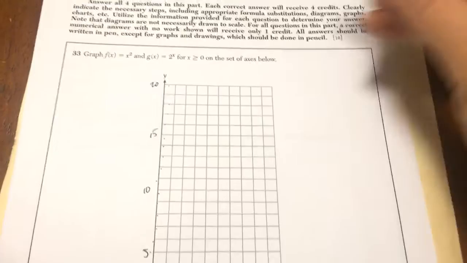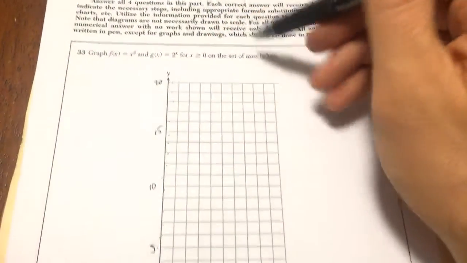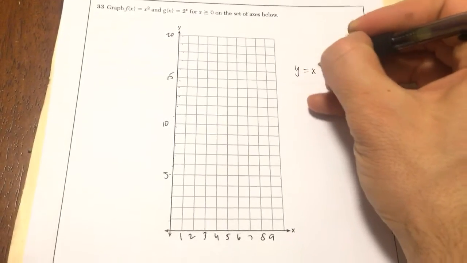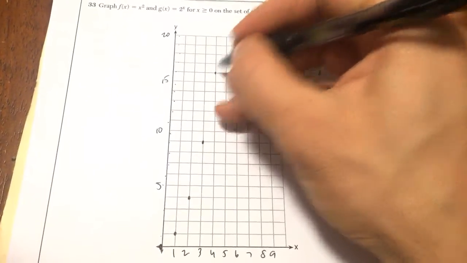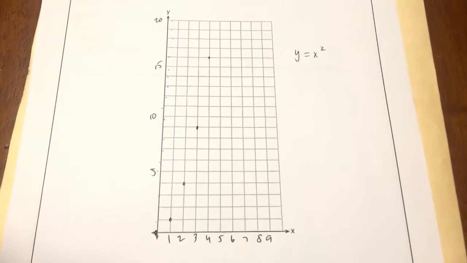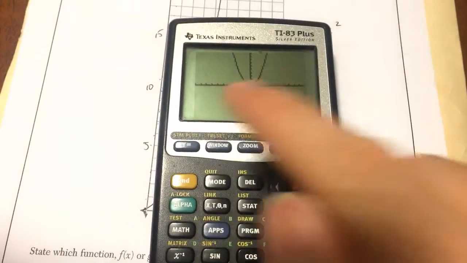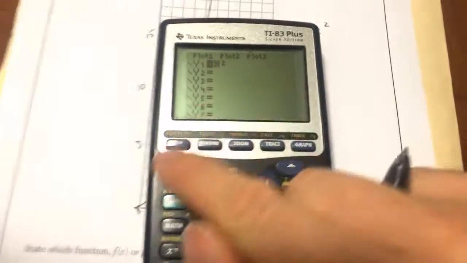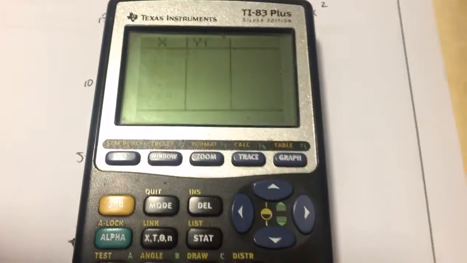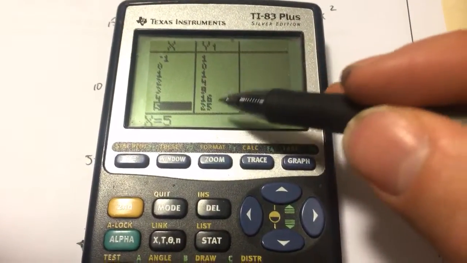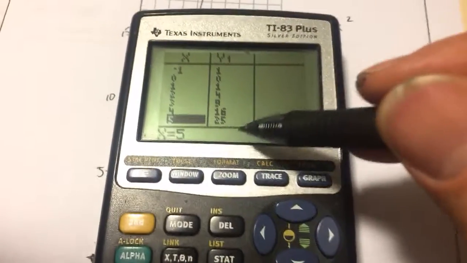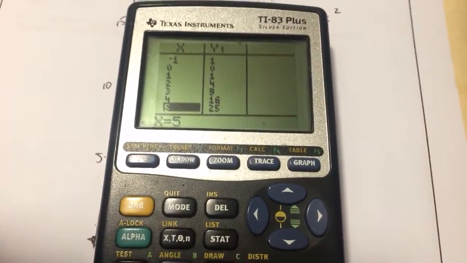Number 33 is asking you to graph a parabola and an exponential on a skewed graph. So if I wanted to graph y equals x squared, I know I'm at 0, 0, 1, 1, 2, 4, 3, 9, 4, 16, and then 5 is off the graph. To give you an idea, I put in y equals x squared, went to second graph, which takes me to my table, and plotted all these points. Like I said, 5, 25 is off the graph.